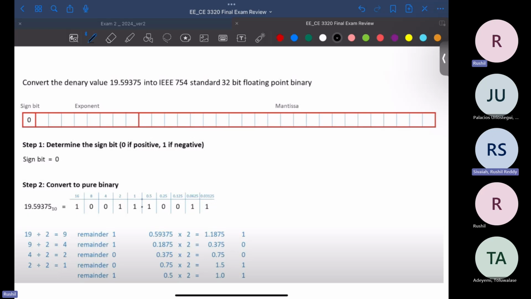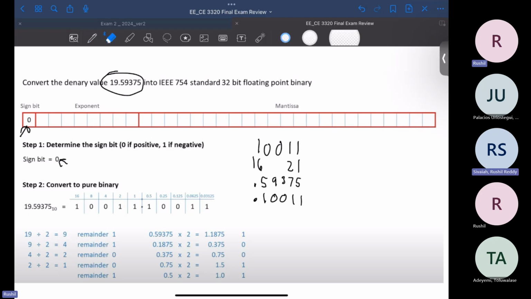Okay, we're going to go ahead and work on this together. Obviously this number is positive, so our sign bit is going to be a 0, which is right here. And then we're going to convert 19 into binary. I'm going to start with just the 19, and that's going to be 10011. It's 16 plus 2 plus 1. All three of those together go into 19. Then we're going to do the decimal, so that's going to be 0.59375, and that one is going to be 10011. So now we're going to go ahead and put this in.